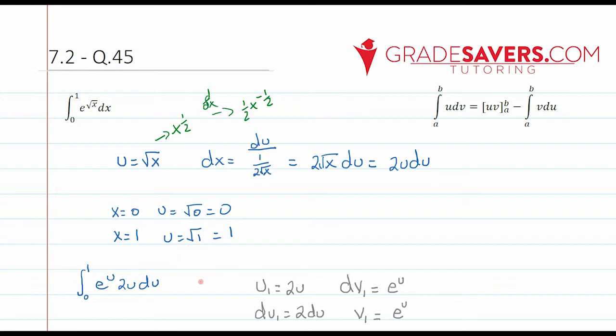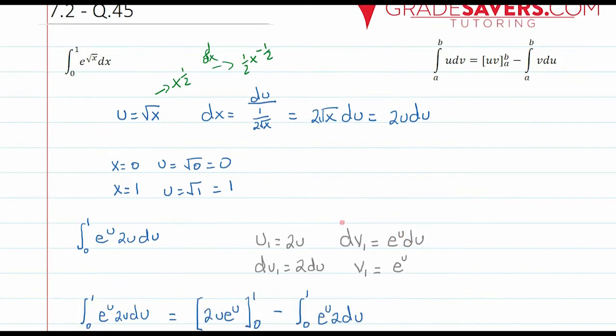So for the sake of clarity, we're going to use u1 and v1 since we already had a u variable on its own here. So u1 we'll select to be 2u, and dv1 is everything else that remains, which in this case is e to the u du. In order for us to find du1, we simply take the derivative of this, which is 2, and stick on a du. And in order for us to find v1, we take the antiderivative of e to the u, or the integral of e to the u du, and we get e to the power of u.